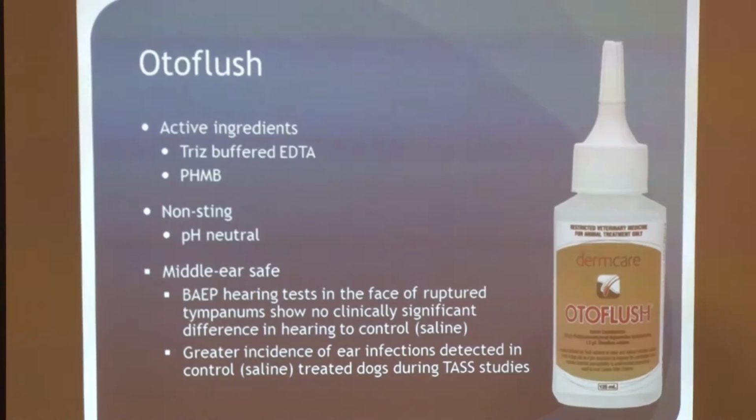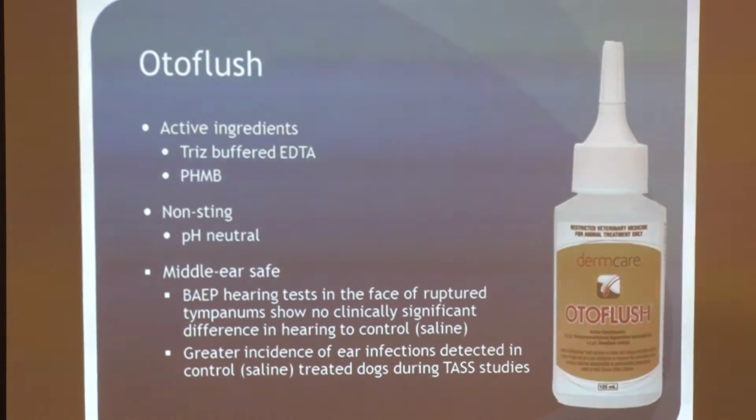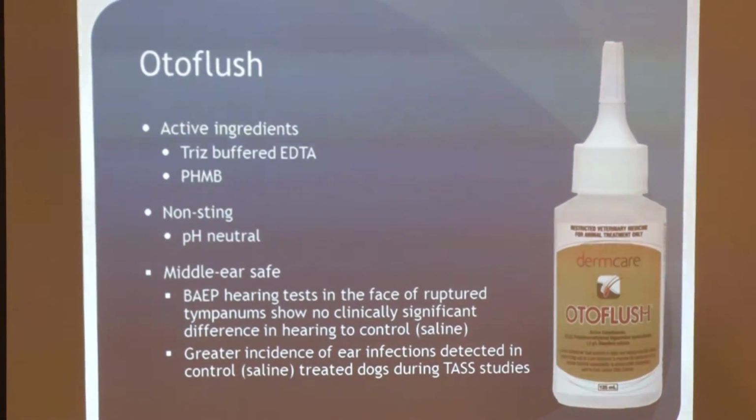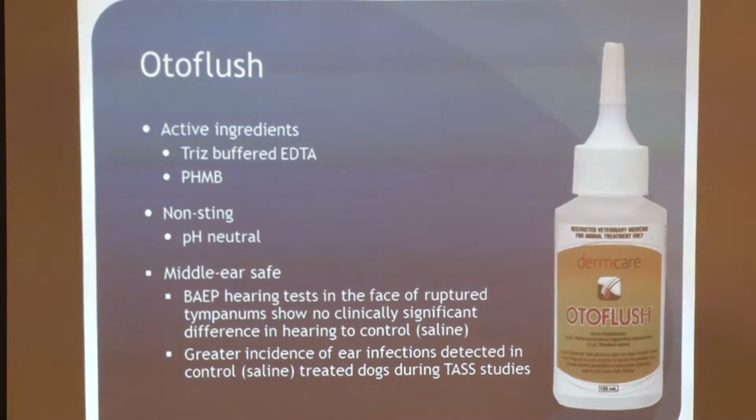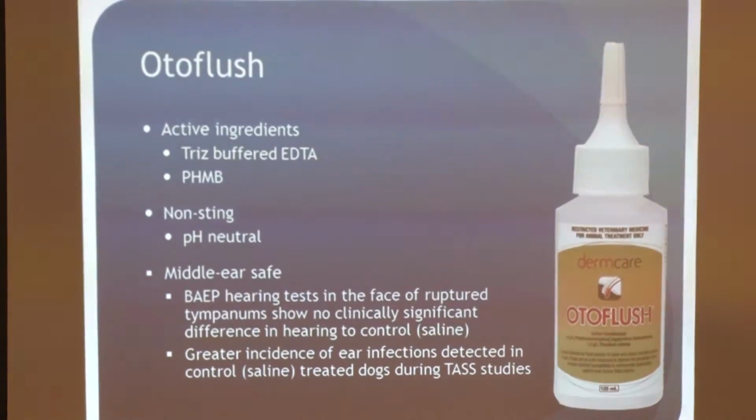Tris is not available in any other form. When it was available, the issue with tris is that it used to take a long time to work. So actually tris needs to be in contact with bacteria for up to 30 minutes to be effective. So because we've synergised the tris-buffered EDTA with PHMB, the activity time is only 15 seconds. So if you have a resistant Pseudomonas infection, you can flush the ear with Otaflush. The tris acts by chelating calcium and magnesium out of the bacterial cell wall to destroy its defence mechanisms.